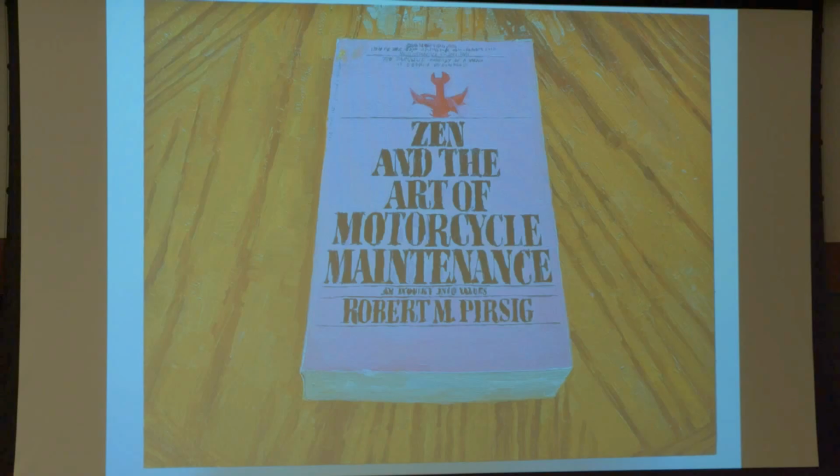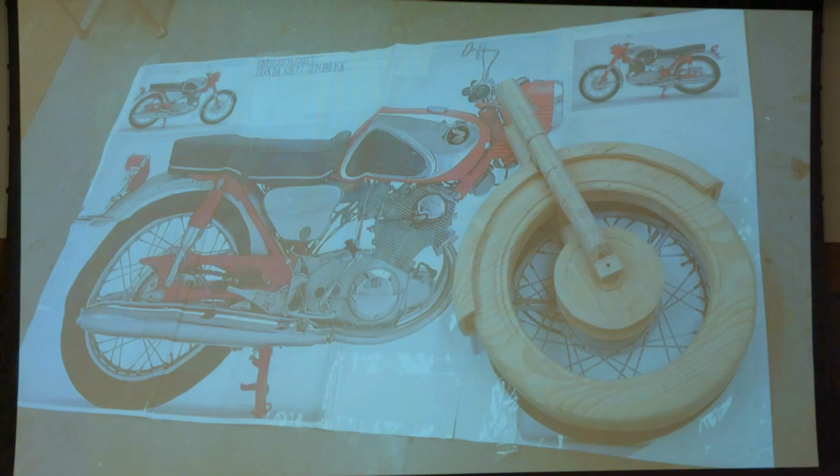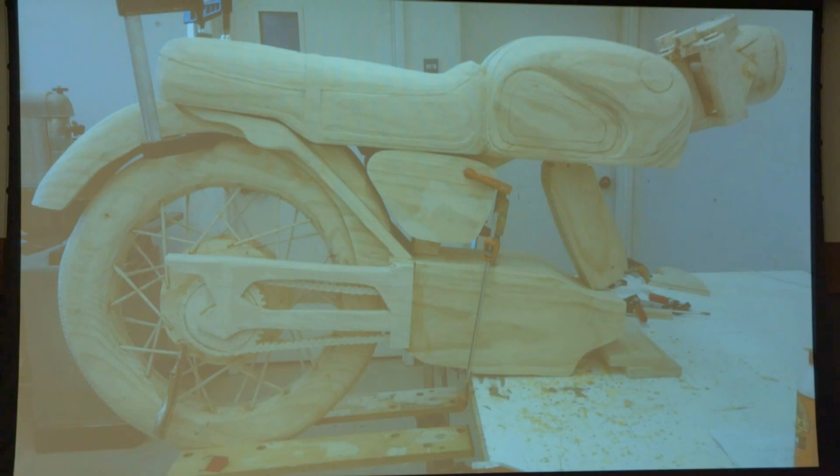Honda CB77 Superhawk. This is the motorcycle that is one of the main protagonists of this book, even though it's never really mentioned. This is the motorcycle in the book somewhere between fiction and autobiography by Robert Pirsig. And I began thinking about how the romantic maintenance of a motorcycle might be equated to my own studio practice of making, and thinking about this ongoing task of making, the act of making as a way of thinking about maintenance.